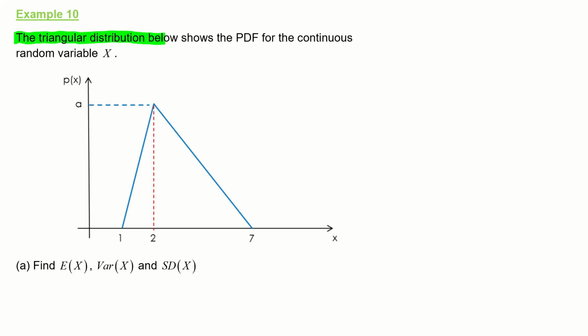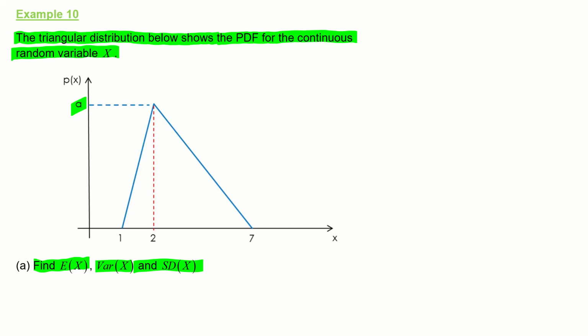The triangular distribution below shows the PDF for the continuous random variable x. Find the expectation of x, variance of x, and standard deviation of x. And the first thing to do is find the a.